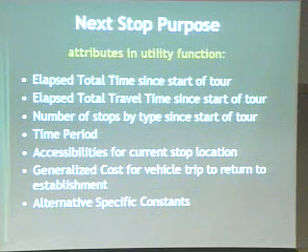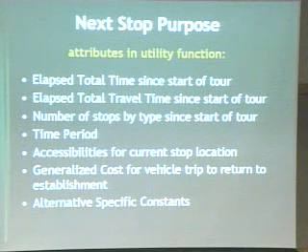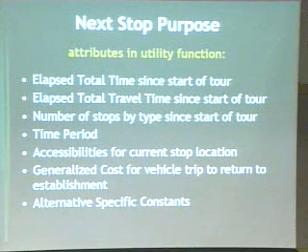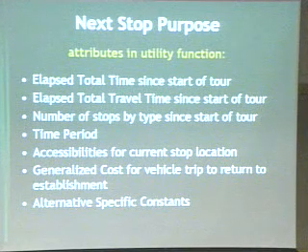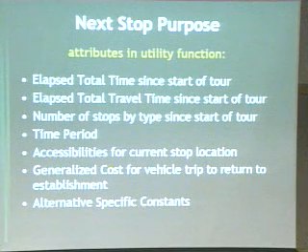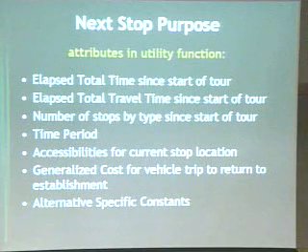The number of stops by type since the start of the tour, the time period they were in, the accessibilities for the current stop location. If where they were was highly accessible to a lot of things, there was a greater propensity to make another stop first before returning to the establishment. The generalized cost for the vehicle trip to the return to establishment. So they sort of kept one eye on how close they were to going back. And if they were close, there was a greater propensity of, maybe I'll go back to the shop for lunch, type of thing. That was an influence we picked up, as well as the alternative specific constants.